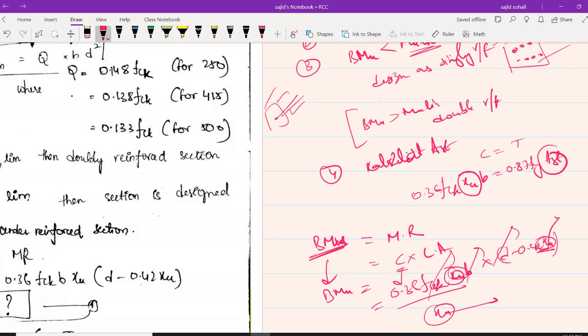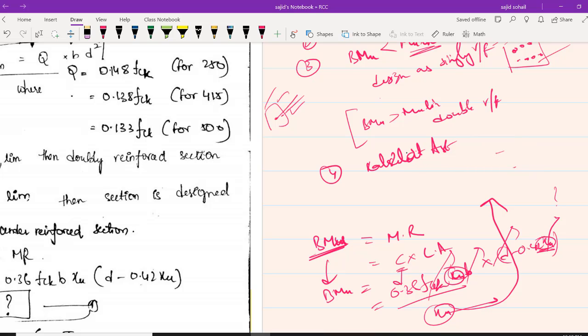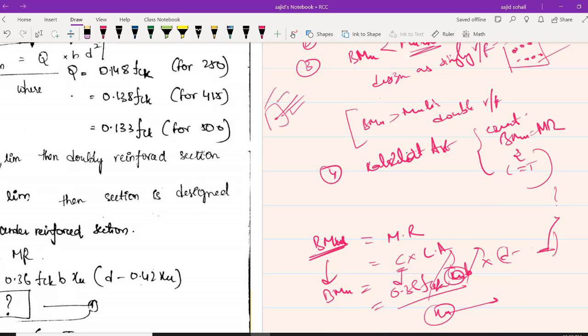Once you get the value of XU, just substitute in C equals T, 0.36 FCK. Now you know the value of XU. Just substitute, and you will get the unknown value AST. As simple as that. So to calculate AST, what you have to do? You have to equate BMU and your moment of resistance, and then C equals T, right? In these two steps you will get it.